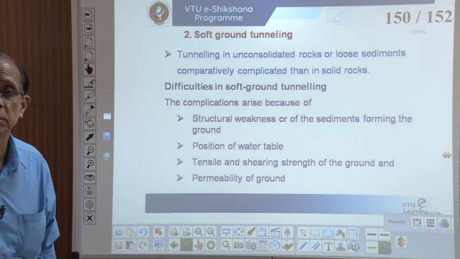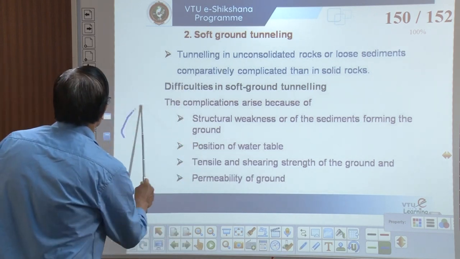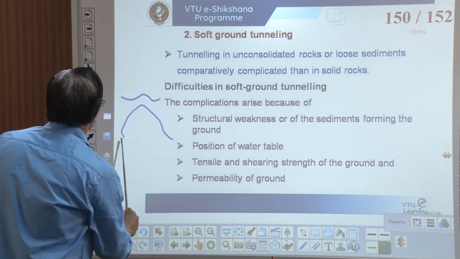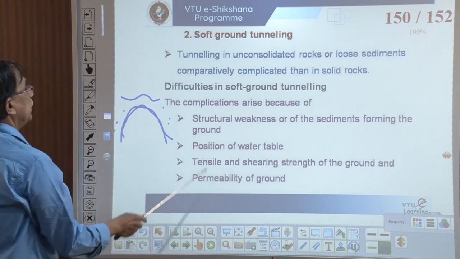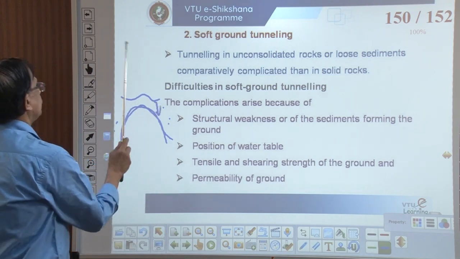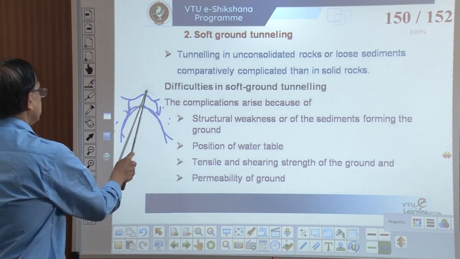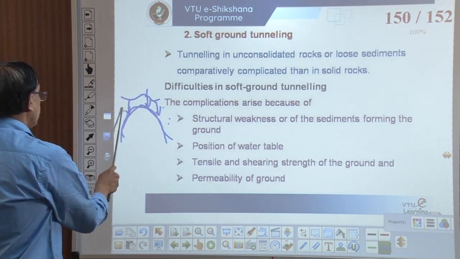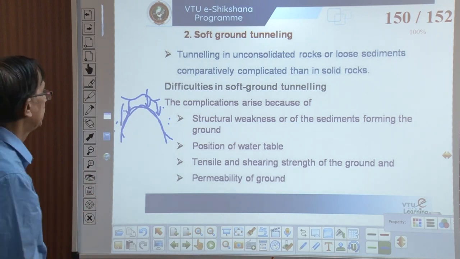If tunneling is in a soft rock, just now we have said, in unconsolidated material, this is a tunnel cross section, this is unconsolidated material. Now, there is a possibility of collapse. These are highly porous and permeable. These are highly weathered. They do not have load bearing capacity. All these are the problems.